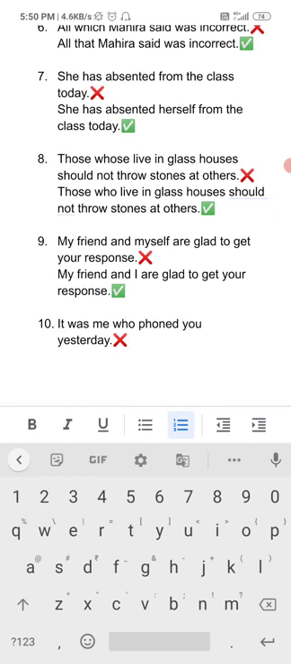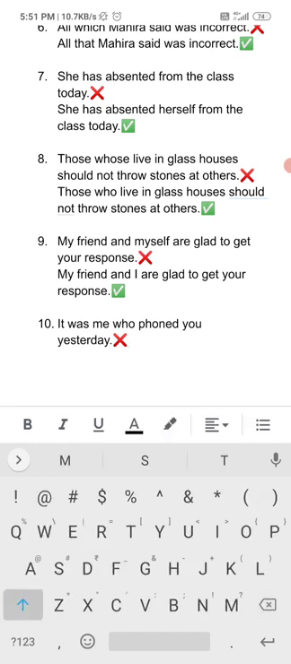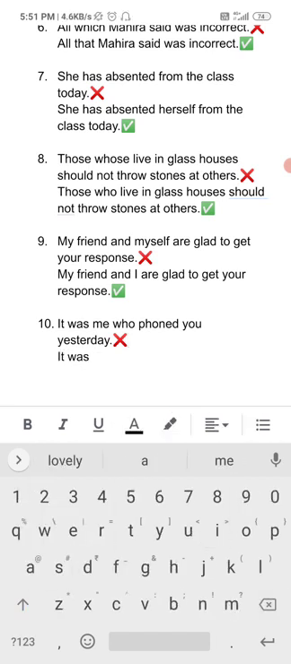because the sentence begins with it, followed by the be form was, and the be form was is followed by the pronoun me, that is the accusative form of I, which is wrong. So the sentence beginning with it followed by any be form should be followed by the nominative form of a pronoun. This is the rule of pronoun. Again, we have to write here, it was I who phoned you yesterday. This is correct.